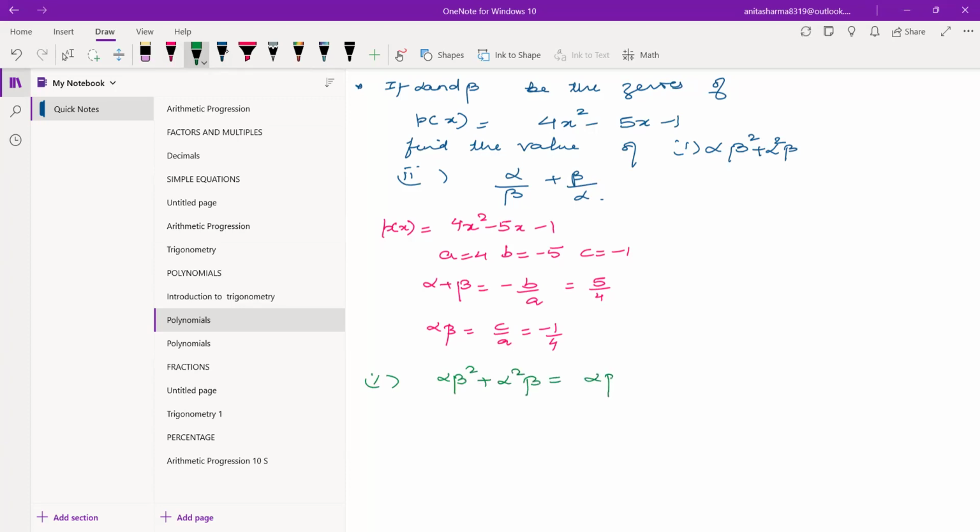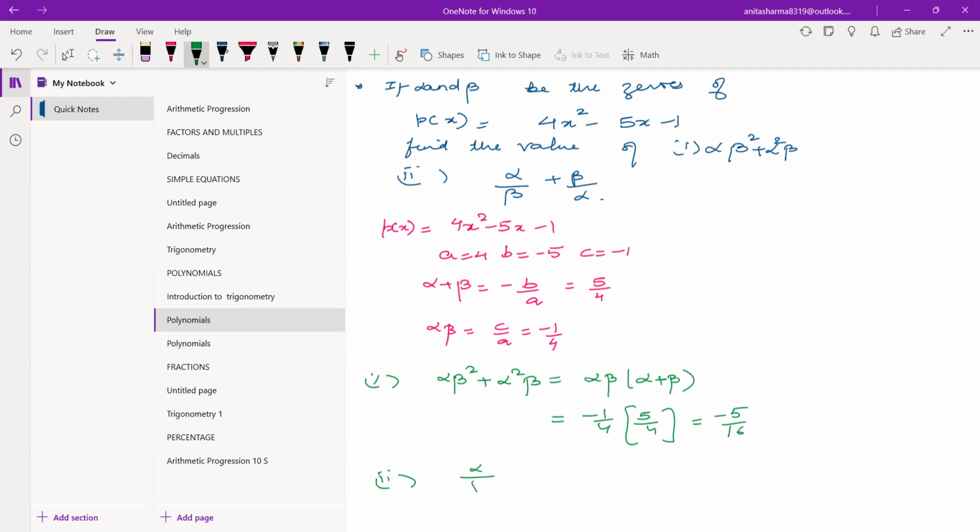Now first, we have to find the value of alpha square beta plus alpha beta square. So we can take alpha beta common. Then minus 1 by 4 and 5 by 4. Then the answer of the first part will be minus 5 by 16.